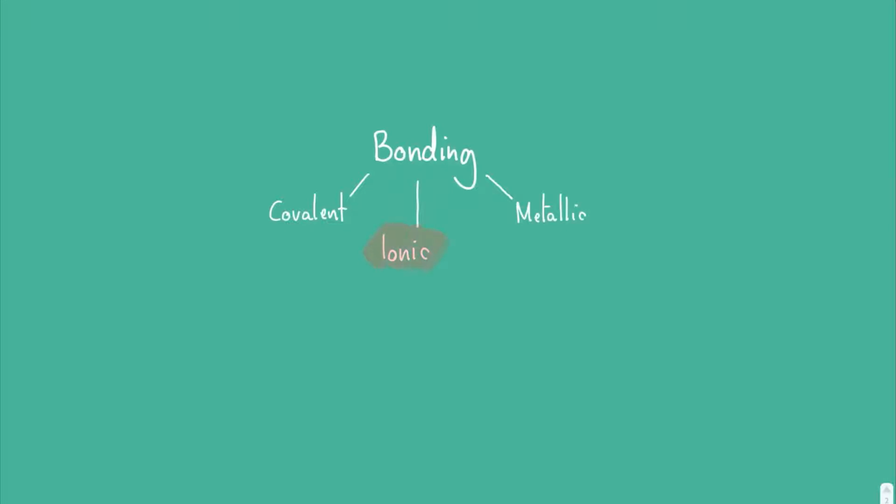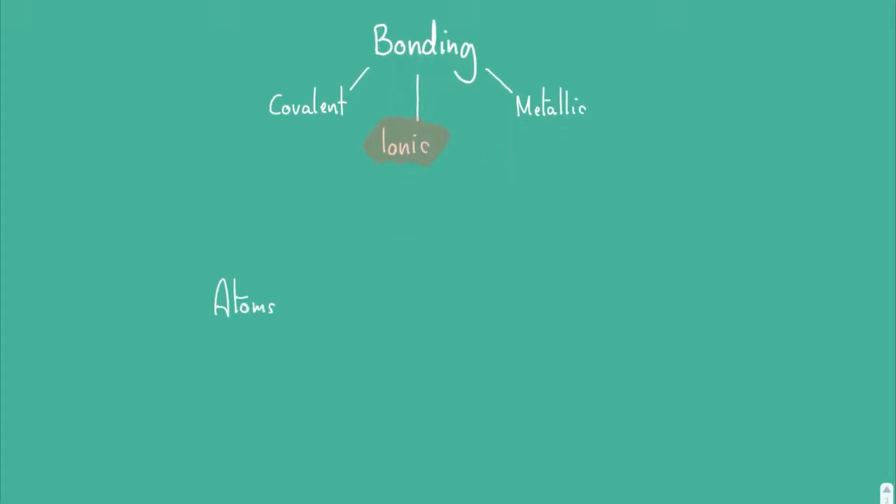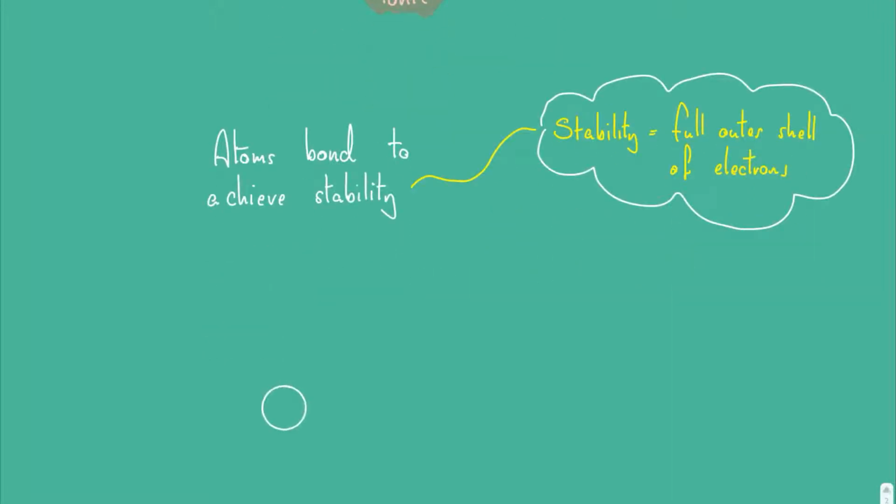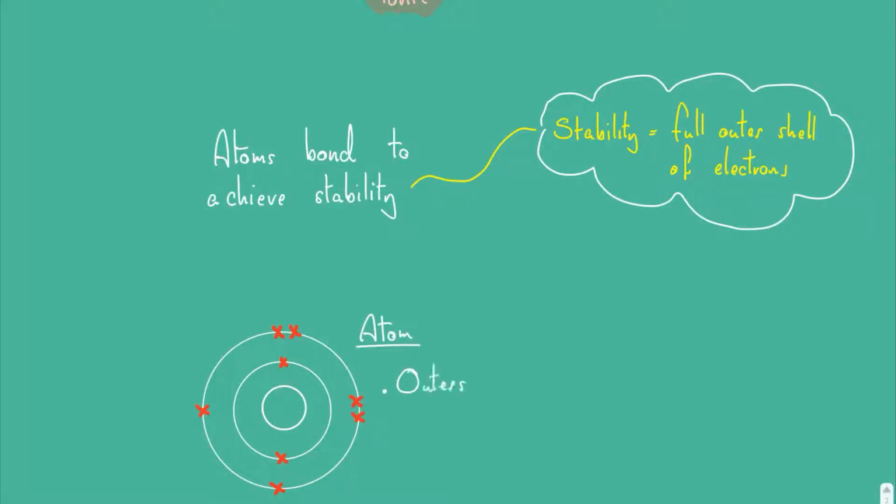Now, in the last video, we learned that atoms will bond to achieve stability. In chemistry, stability means having a full outer shell of electrons. So if an atom doesn't have a full outer shell of electrons, it is going to be unstable, and if it is unstable, it is therefore going to be reactive.